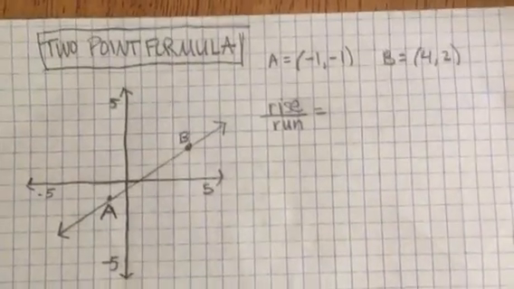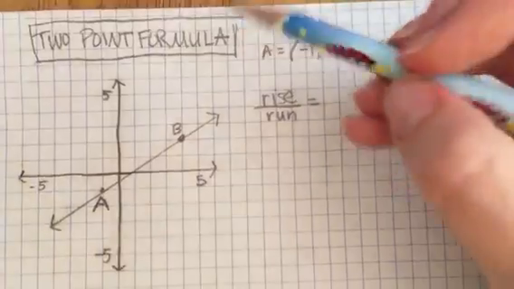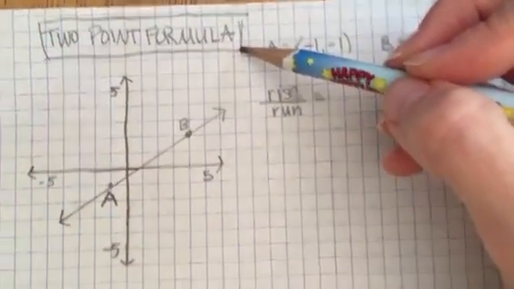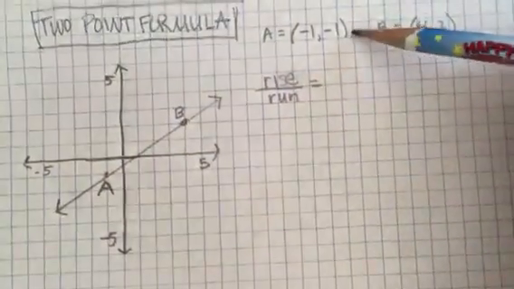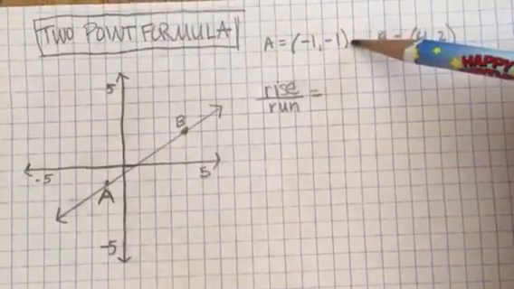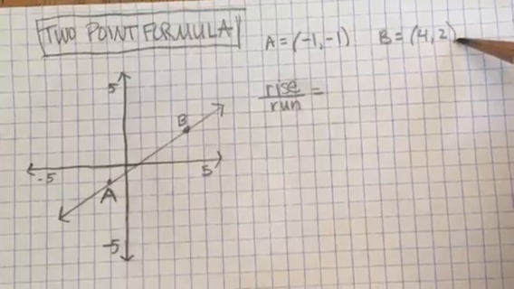Hi class, today I'm going to show you how to calculate slope using something called the two-point formula. I have a graph set up here with 2 points on it, A and B. A is point (-1, -1), B is point (4, 2).